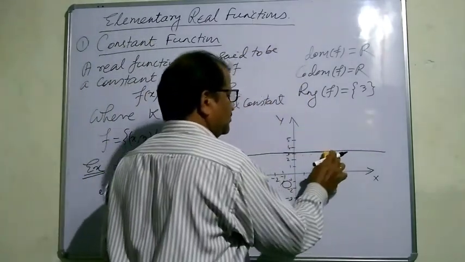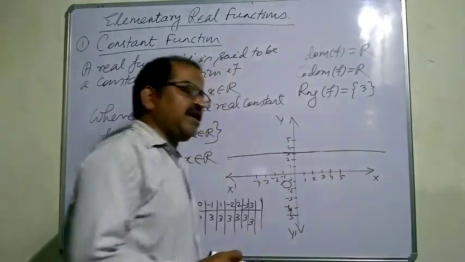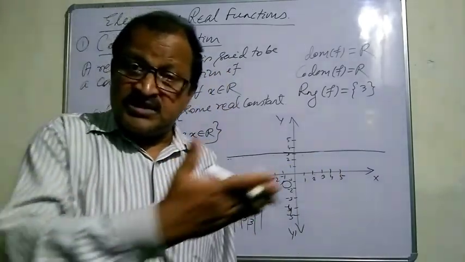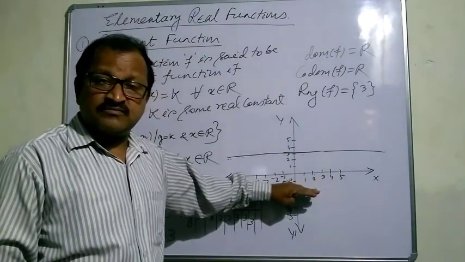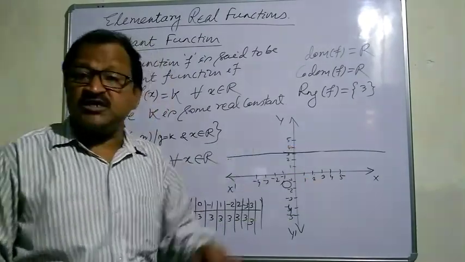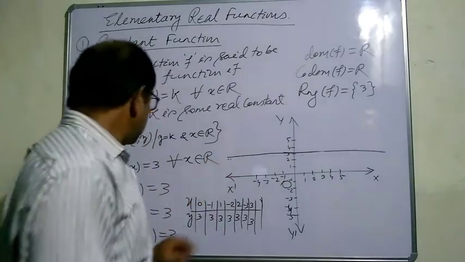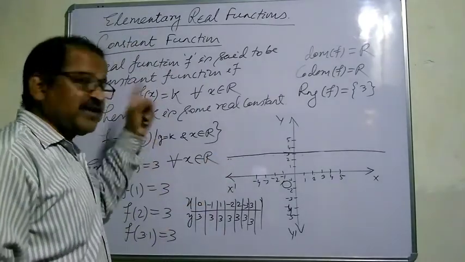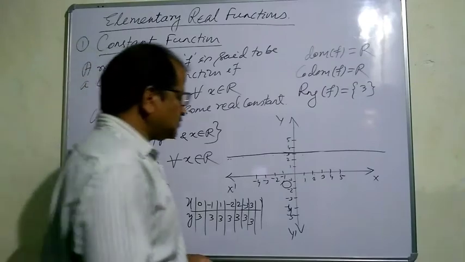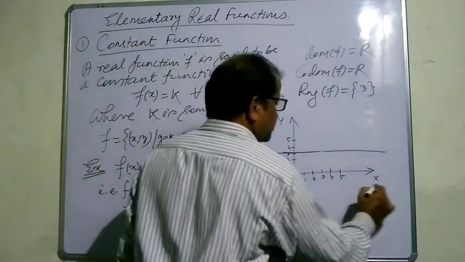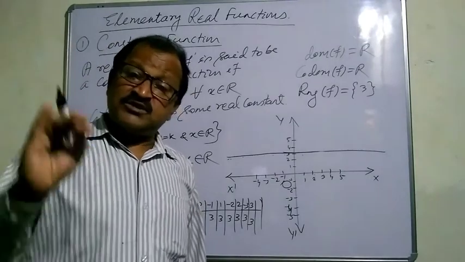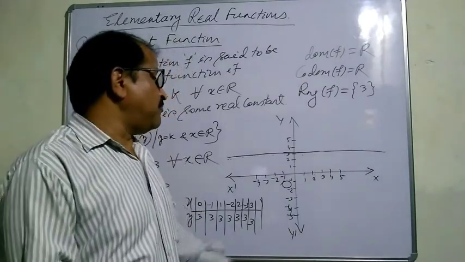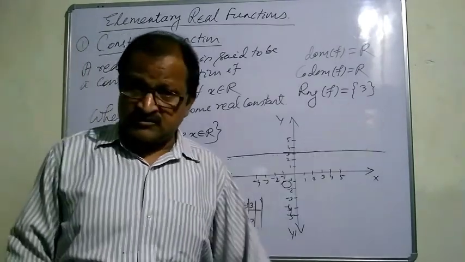The graph of a constant function is a straight line. It is a straight line parallel to the x axis, because its position depends upon the value of k. If k is equal to -2, then the graph will be here. But the graph must be a straight line parallel to the x-axis.